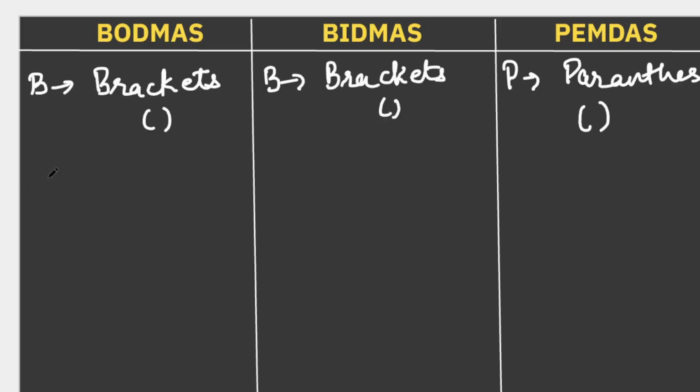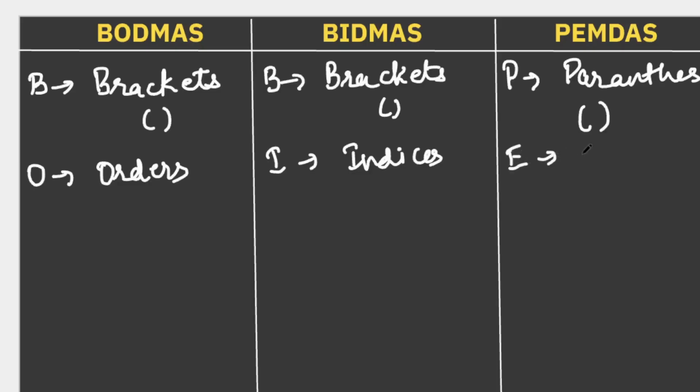Okay. Now, the next letter you see is different in all the three terms. In BODMAS, O is for orders. In BIDMAS, I is for indices. And in PEMDAS, E is for exponent. Okay. So after solving the brackets or the parentheses, you will solve orders, indices or exponents respectively. But they all are the same. O, I and E, orders, indices and exponents, they actually mean the same thing, only the terminology is different.